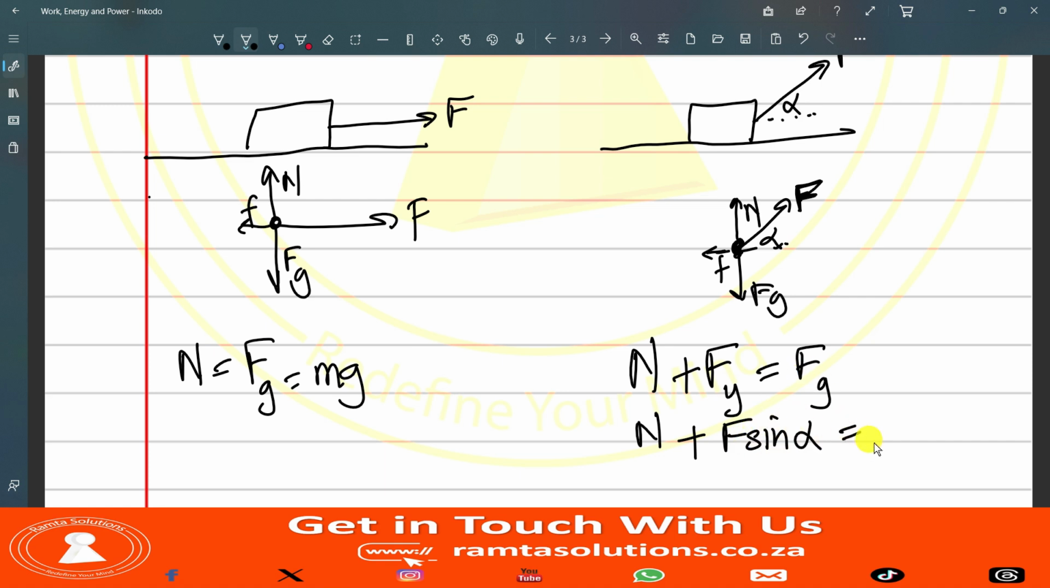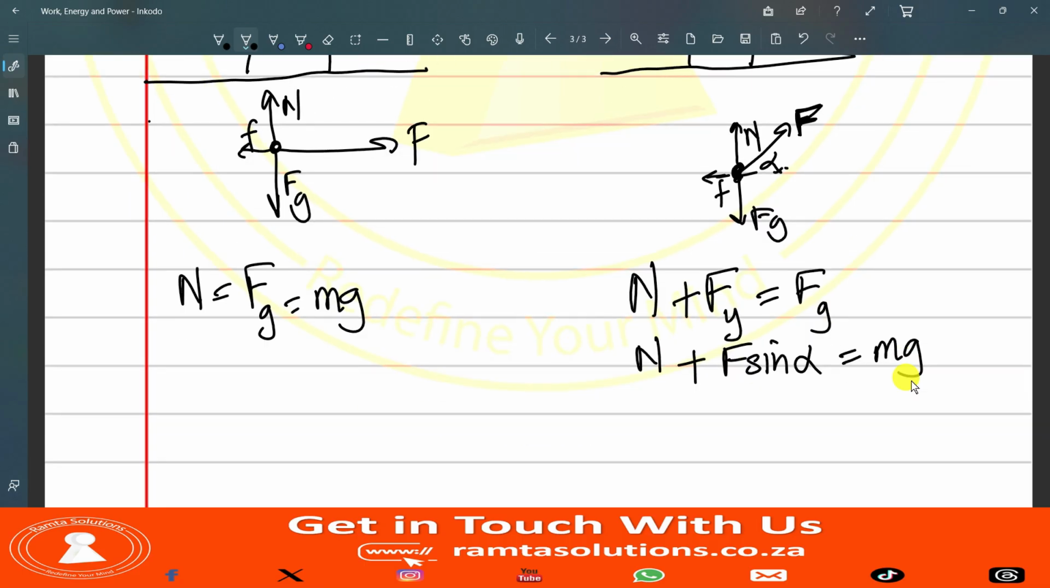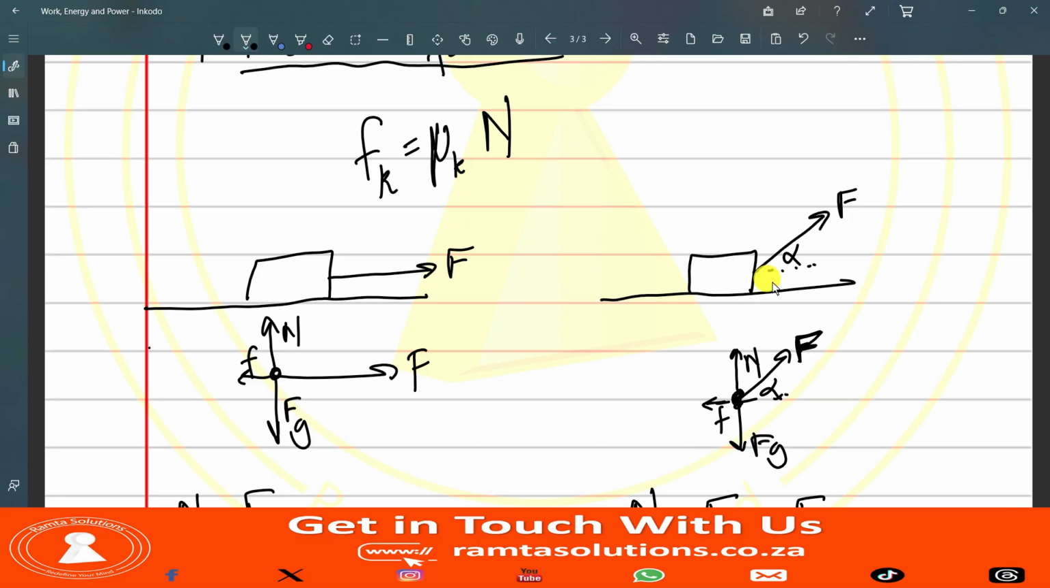And we said F sub g is mass times gravitational acceleration, right? Perfect. Now this therefore says our normal force in this case is mg minus F sine alpha. Remember, this alpha is the angle that is pulling the object, right? So this is the angle between the horizontal and the applied force. Okay, so it's important that you note this.